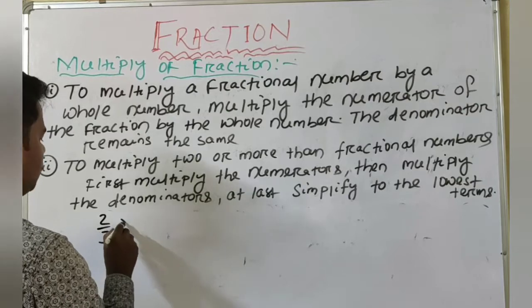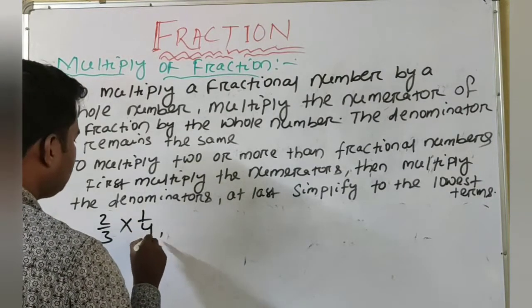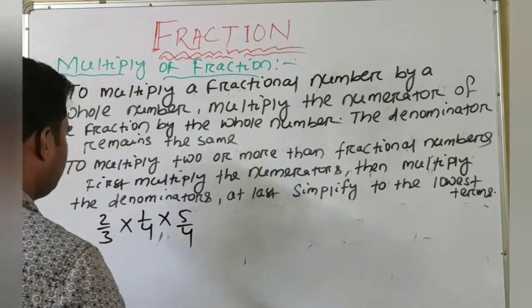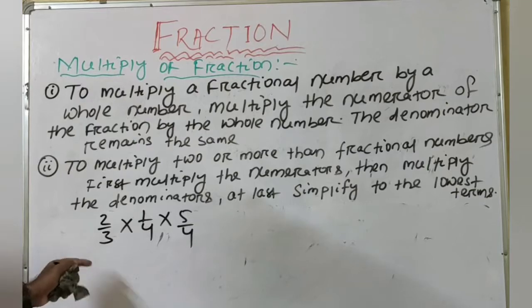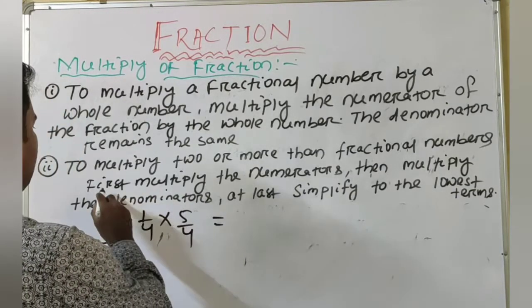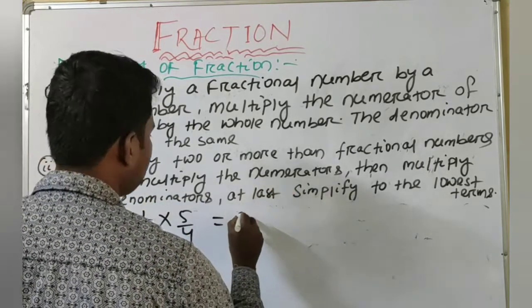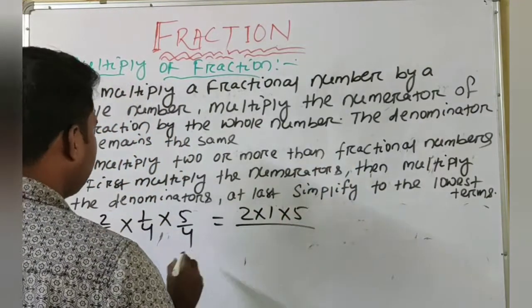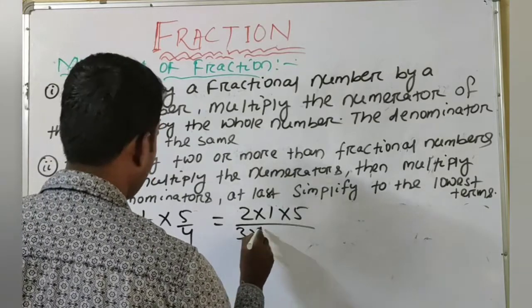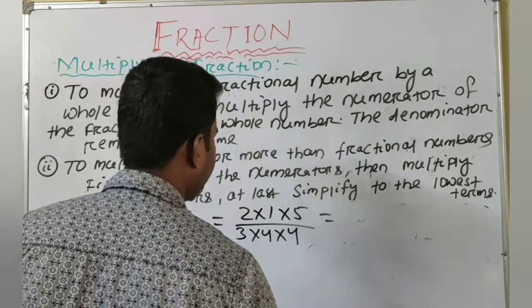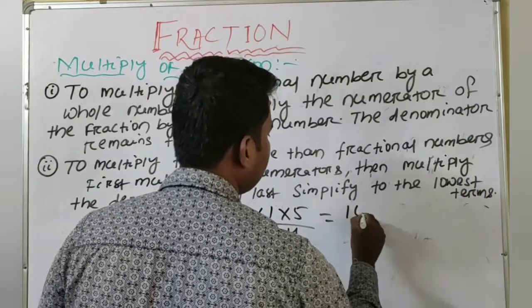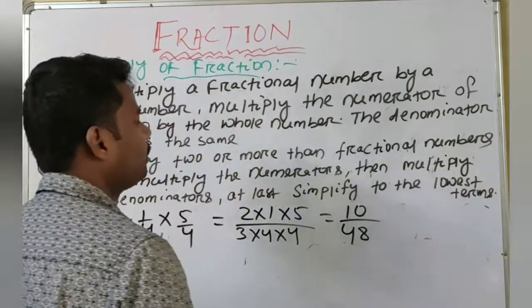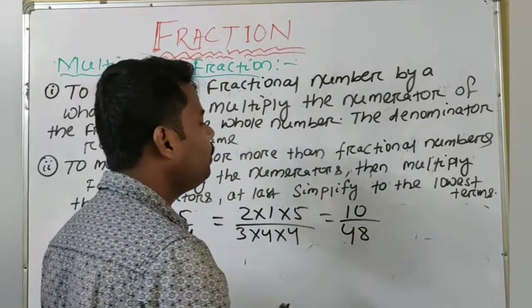2 by 3 is a fraction, 1 by 4 is a fraction, and then 5 by 4 also. How will we multiply? First multiply the numerators. That means multiply 2 into 1 into 5. Then multiply the denominators. That means 3 into 4 into 4. We will get 10 and 48.